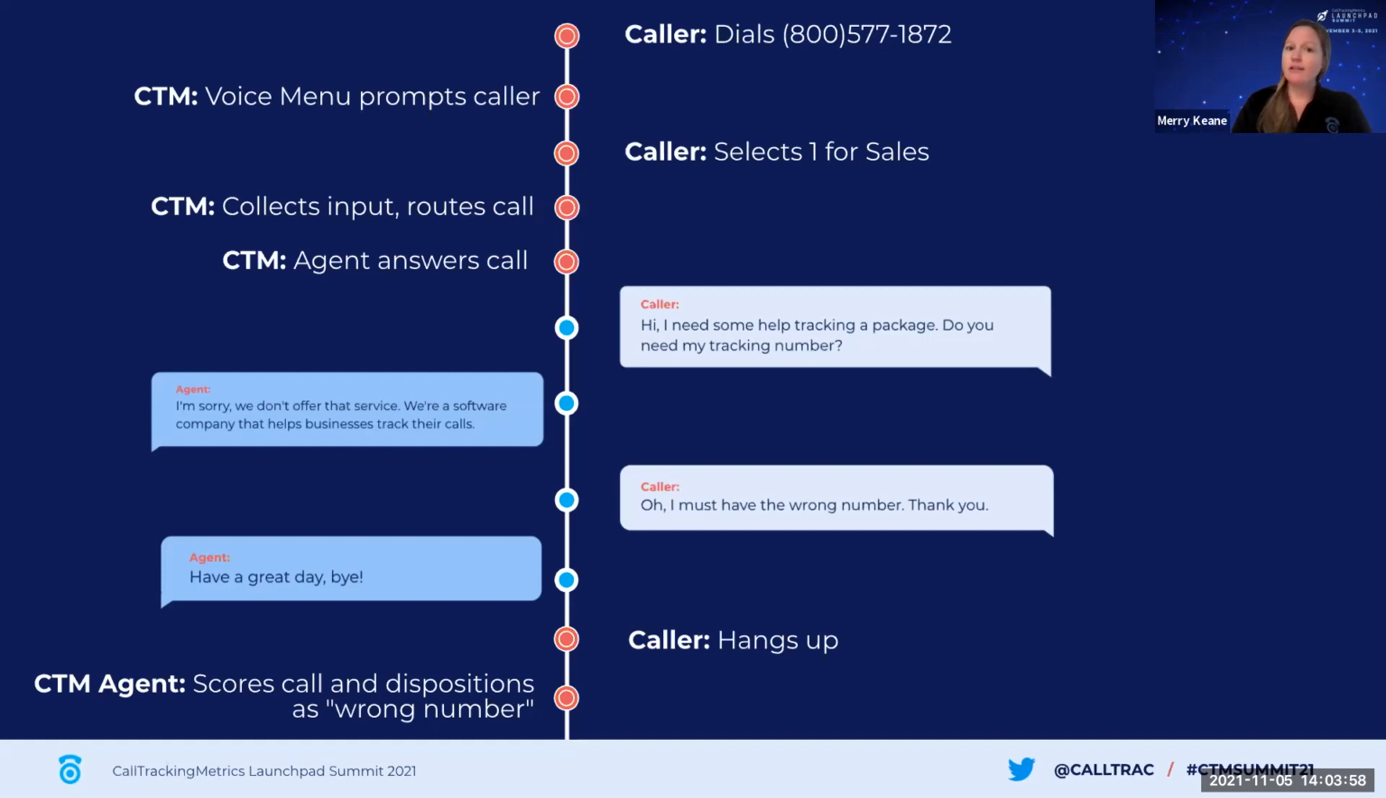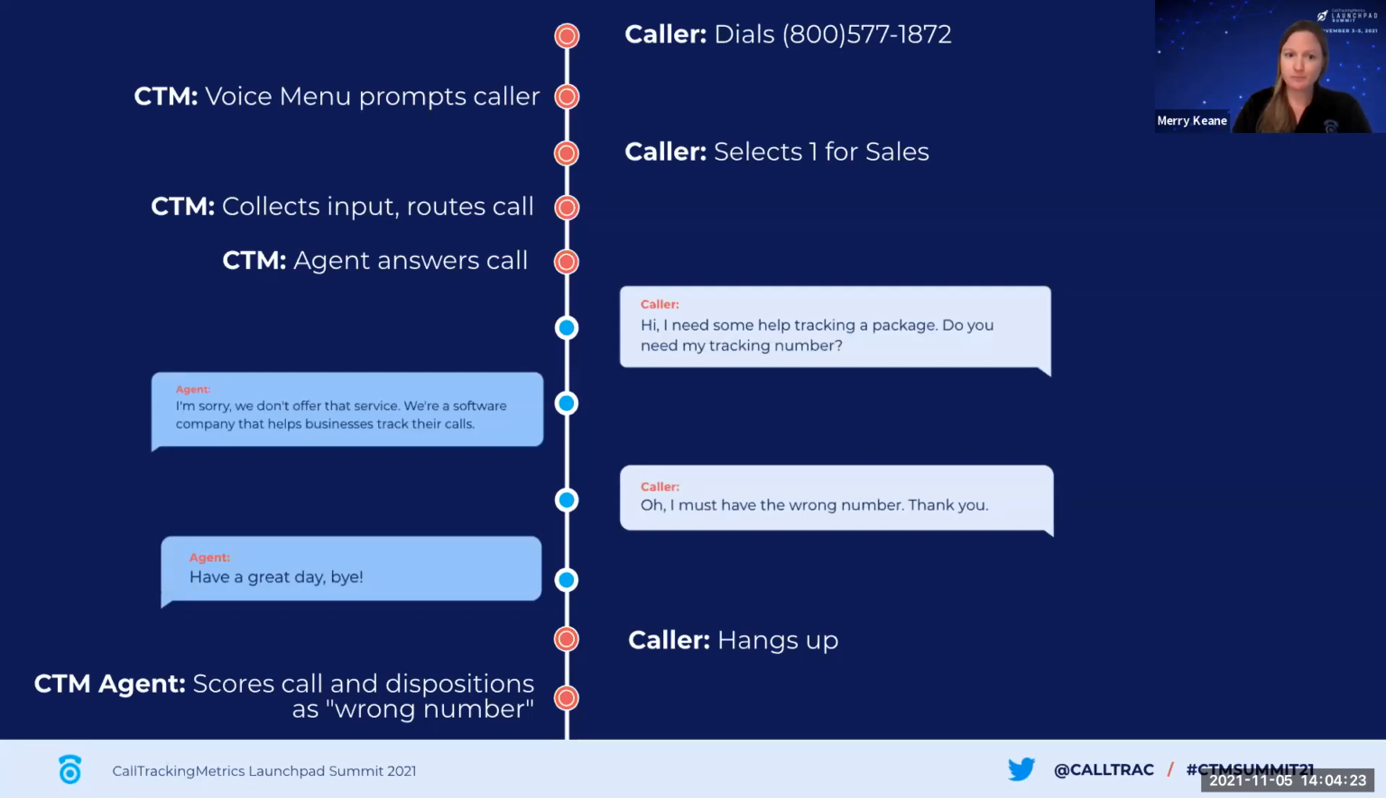So the caller dialed CTM's main phone number. CTM routes to a voice menu, prompting the caller to make a selection. The caller presses 1 for sales. CTM collects the input and routes the call to the sales queue. It's offered to multiple agents. The agent answers the call. There's some dialogue. The caller then hangs up, and then the agent scores the call and dispositions it as a wrong number.